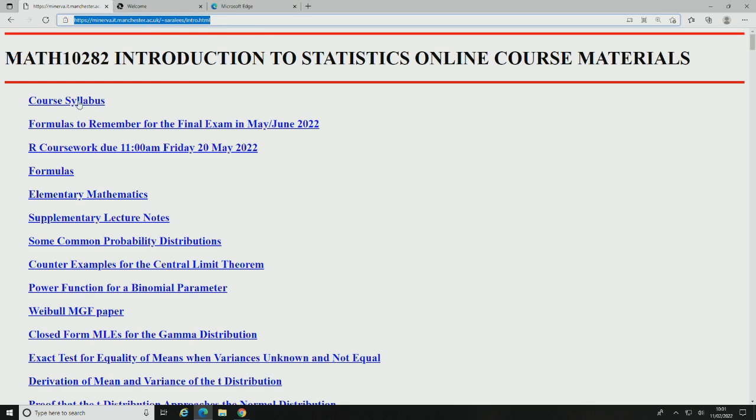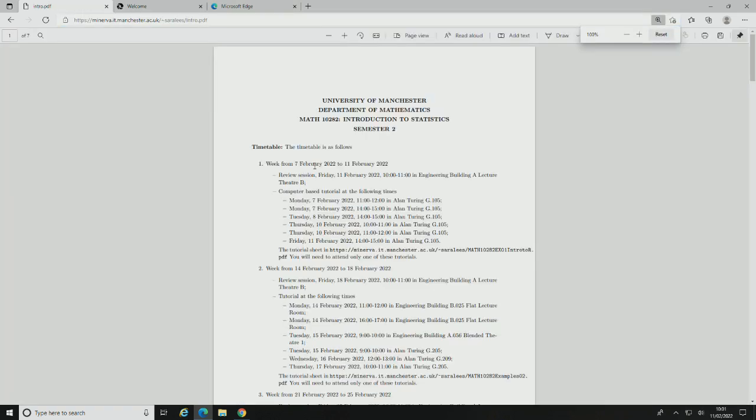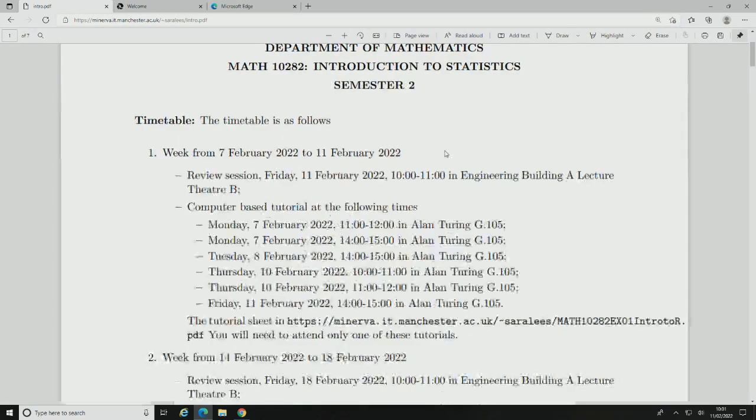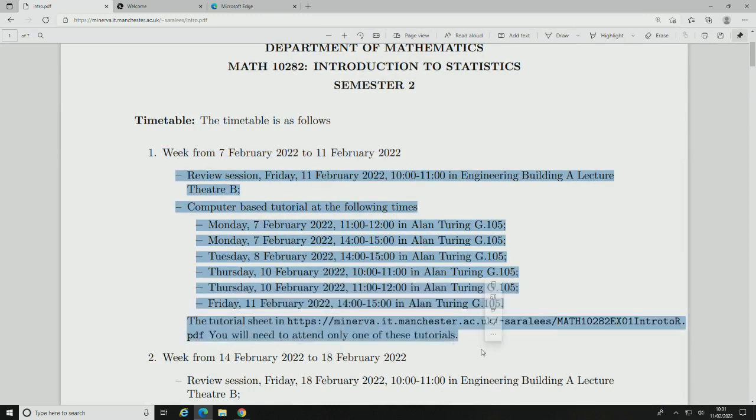So, for example, if you click here, this document gives, among other things, the full timetable for this course. So for the first week, we are in week 7, 7 Feb to 11 Feb right now. So these are the sessions that you need to go to.